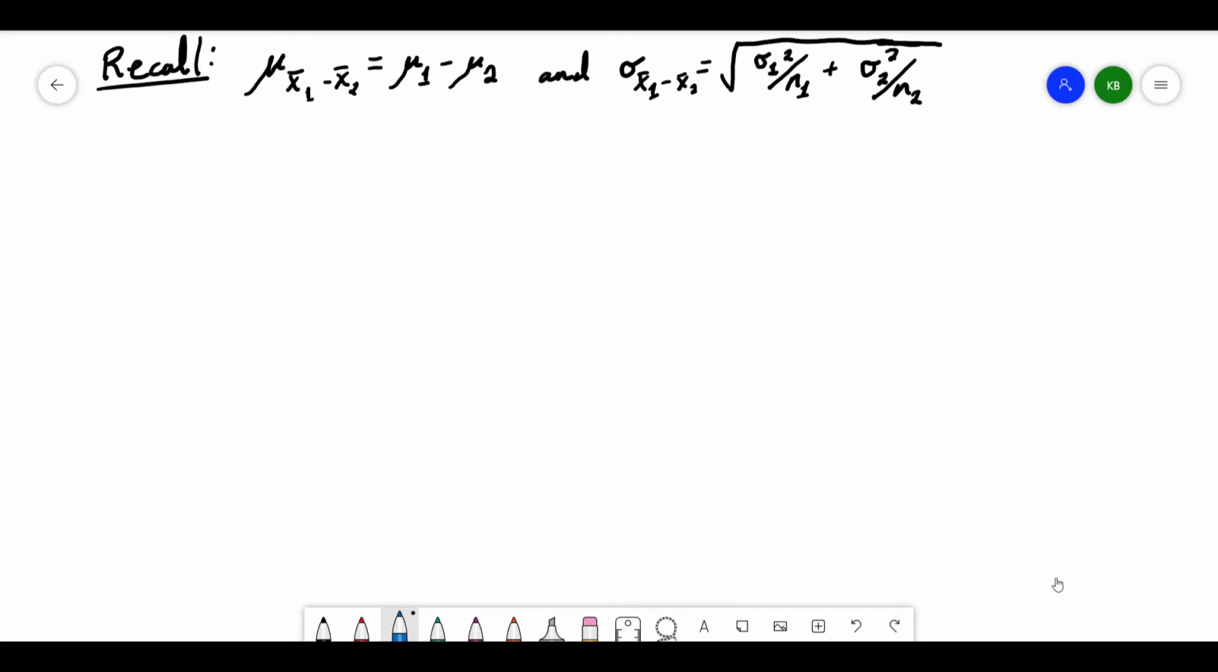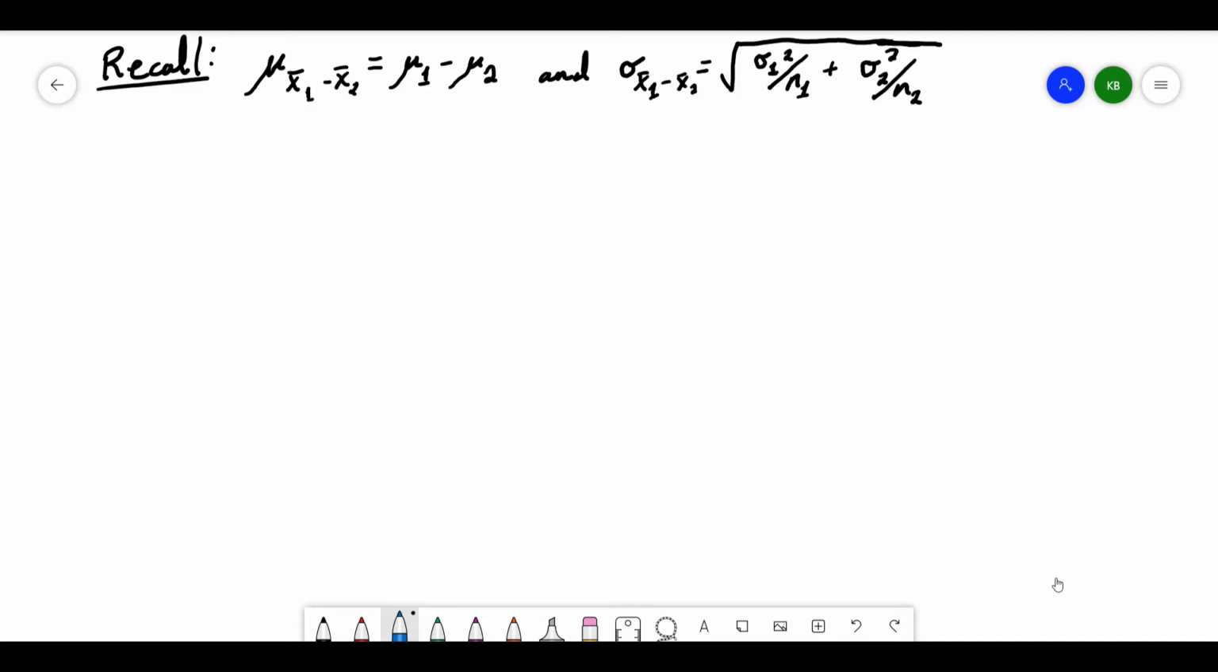So we need to recall from our extension of the central limit theorem that the mean of the sampling distribution of the difference between the two means is equal to the difference of the population means for the two populations. And the standard deviation for that sampling distribution is equal to the square root of the variance of the first population divided by the sample size taken from that population, plus the population variance of the second population divided by the size of the sample taken from that distribution.